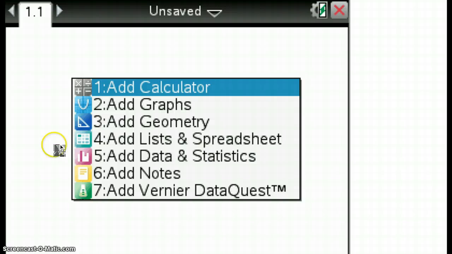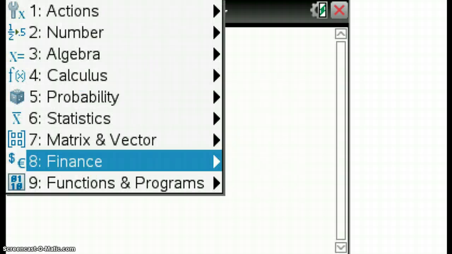It asks, what do you want to do? You want to add a calculator? Add a graph? Add geometry? Add lists and spreadsheet? Add data and statistics? Add notes, and so forth. In this case, we want to add a calculator. We can highlight Add Calculator, or use the numbers on the side, 1, 2, 3, 4, by clicking that number on your keypad. If you click 1, it gives you a calculator.